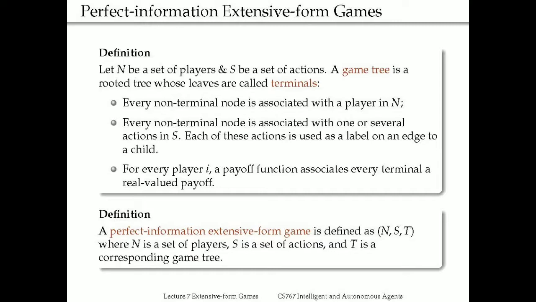Every non-terminal node is associated with one or several actions in the action set. Each of these actions is used as a label on an edge to a child, and for each player i, a payoff function assigns a real-value payoff to every terminal leaf. Right, so that's the game tree, and by a perfect information extensive form game, we just mean a number of players, a set of actions for the players, and then a game tree. Essentially you can think of the players playing according to this tree.